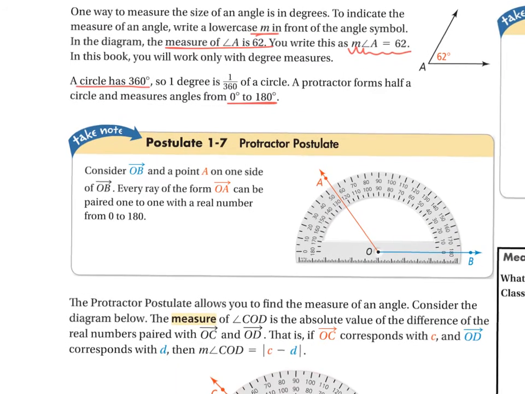So the protractor postulate. Consider the ray in blue, OB. That's the bottom ray. And a point A on one side of OB. Every ray of the form OA can be paired with one of the real numbers from 0 to 180.